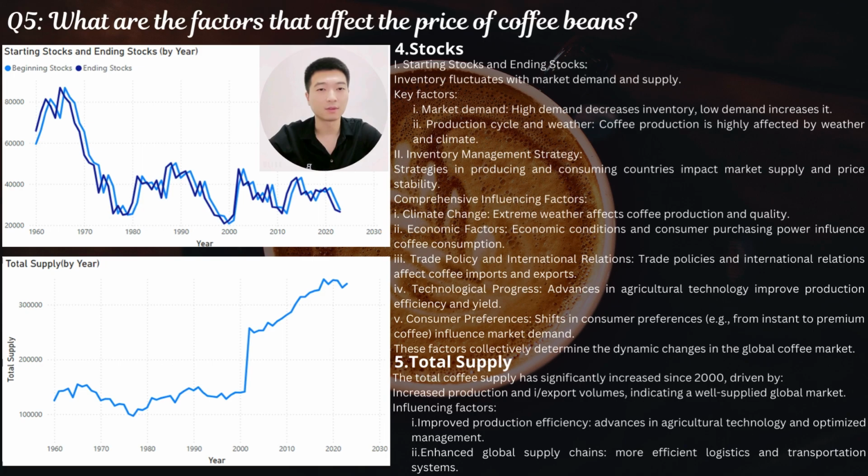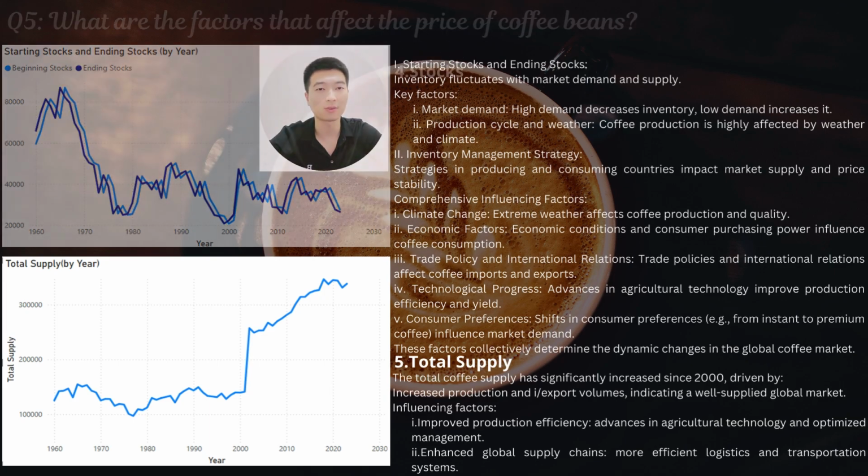Fourthly, its climate change. Extreme weather events such as droughts and floods can have a severe impact on coffee production and quality, thereby affecting prices. Fifthly, its economic factors. Global economic conditions and consumer purchasing power directly influence coffee's consumption, which typically rises with economic growth. All in all, these factors work together to determine the dynamic changes in the global coffee market.